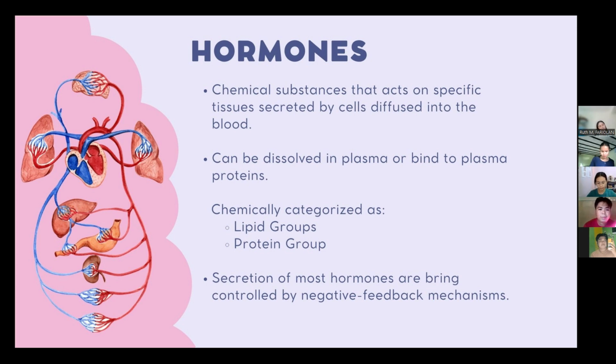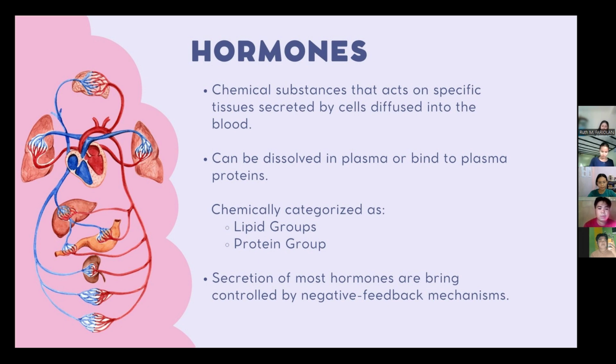Hormones can be chemically categorized as lipid and protein groups. First, the lipid groups. Most lipid hormones are derived from cholesterol. The primary class of lipid hormones in humans is the steroid hormone. And the protein group, also known as the peptide hormones, are typically generated as prohormones that are secreted into the circulatory system following specific stimuli and exert their effect in the endocrine manner.